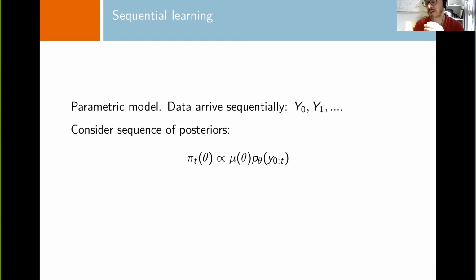Alternatively, perhaps you're not interested in sequential learning. You just want to estimate the parameters from a complete data set, and you can still use this approach, but you just use the result from the last step.